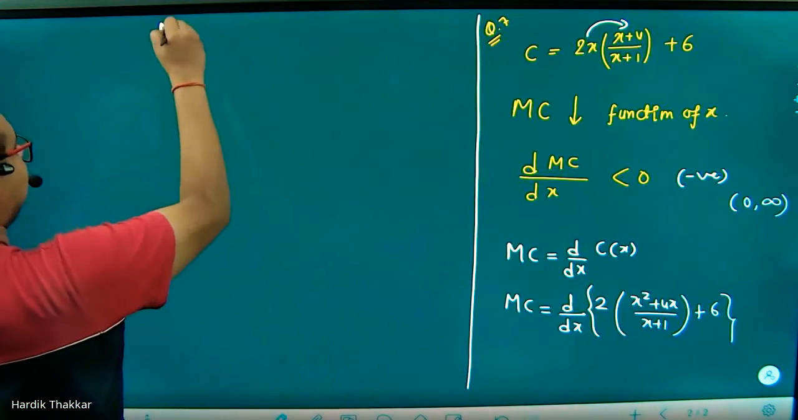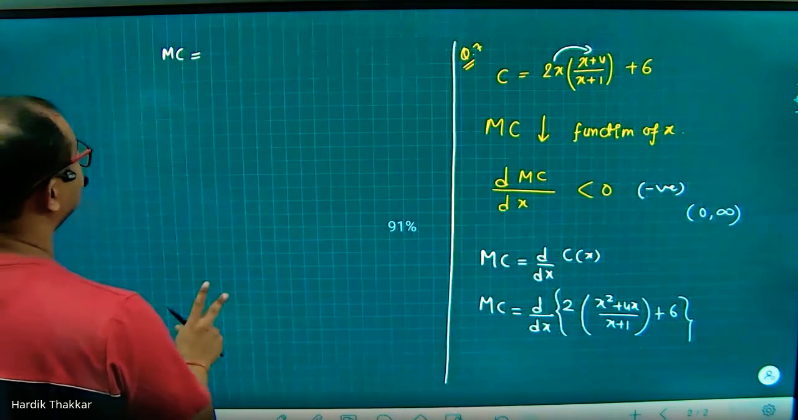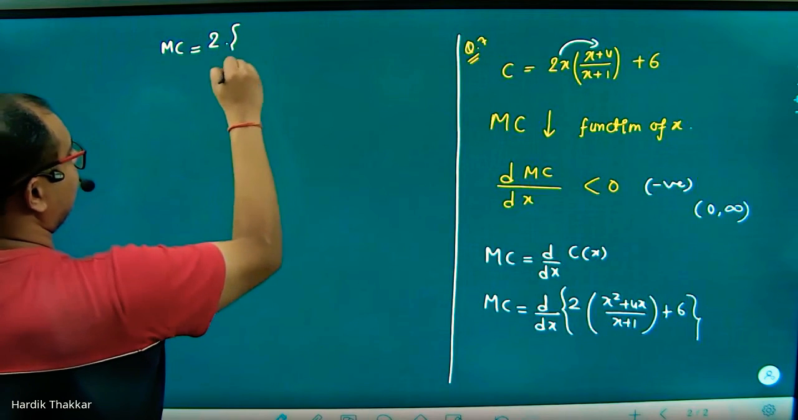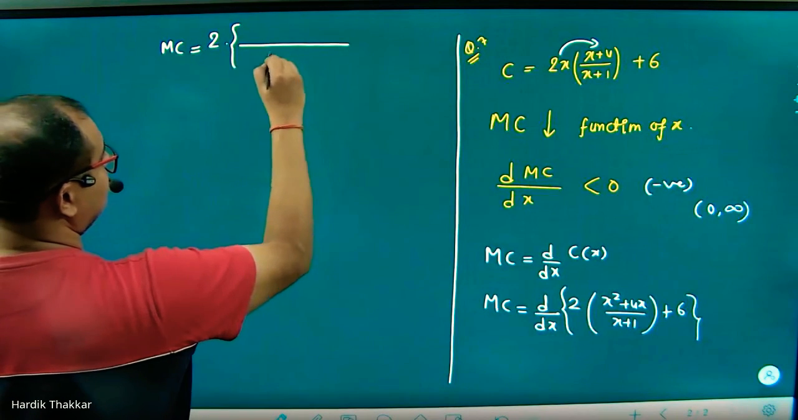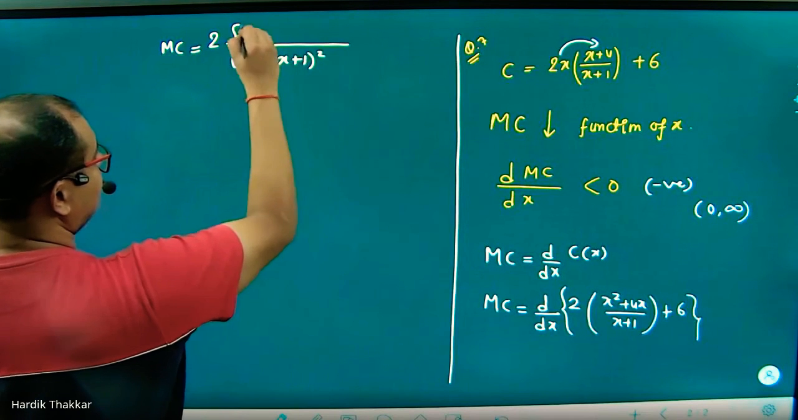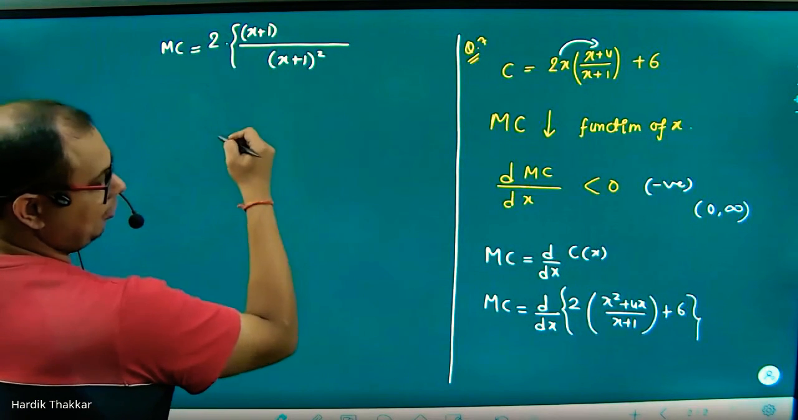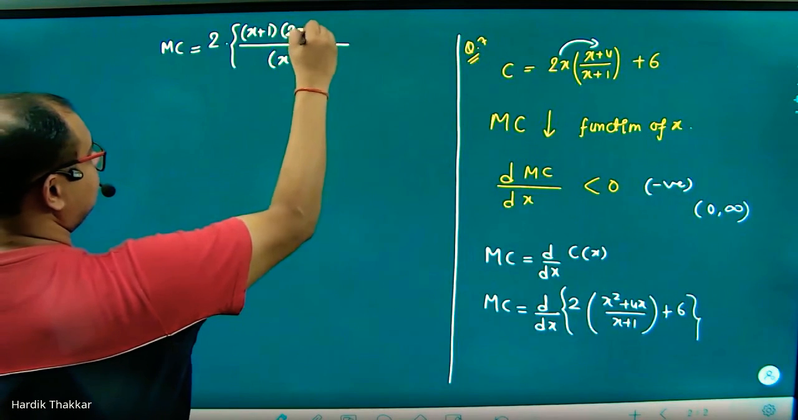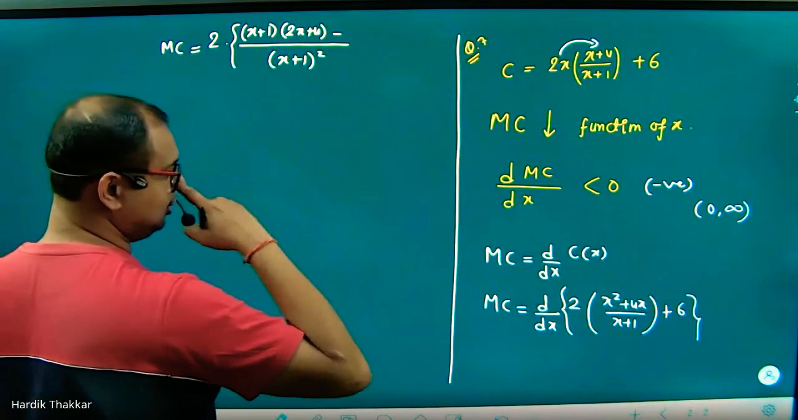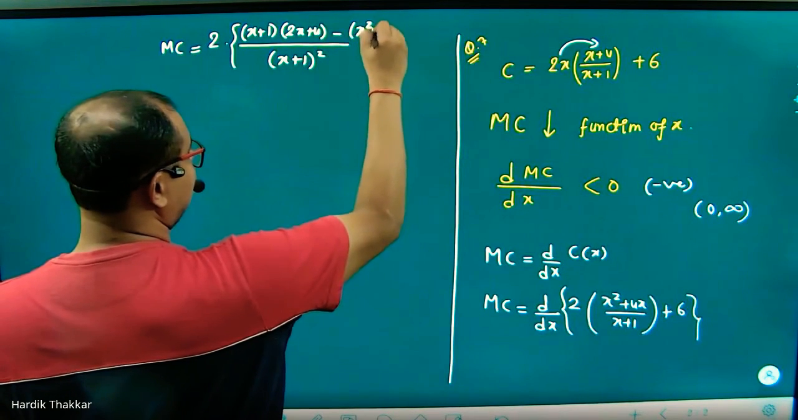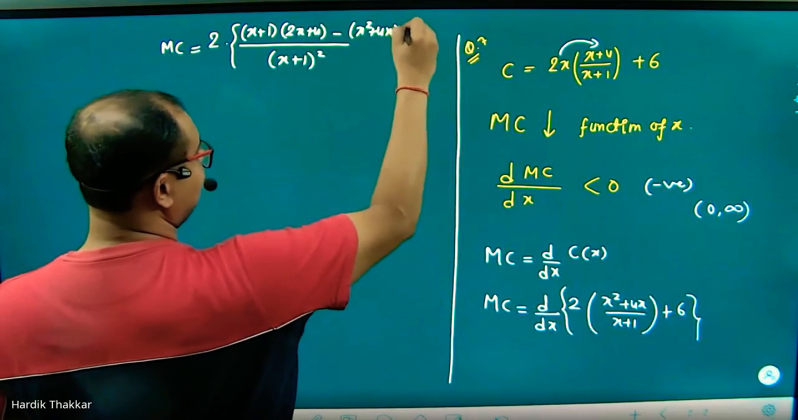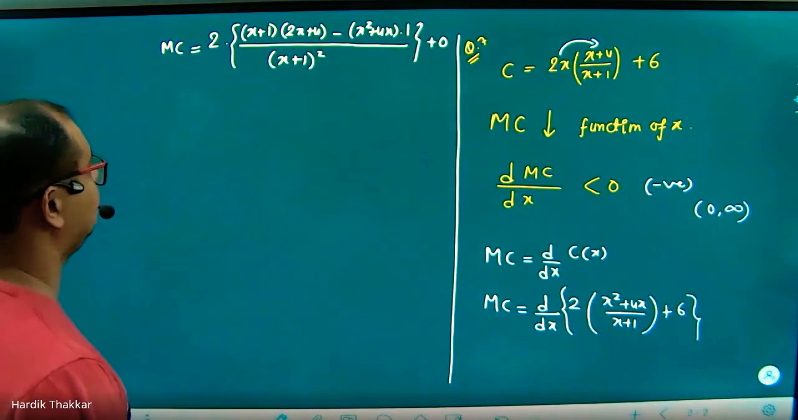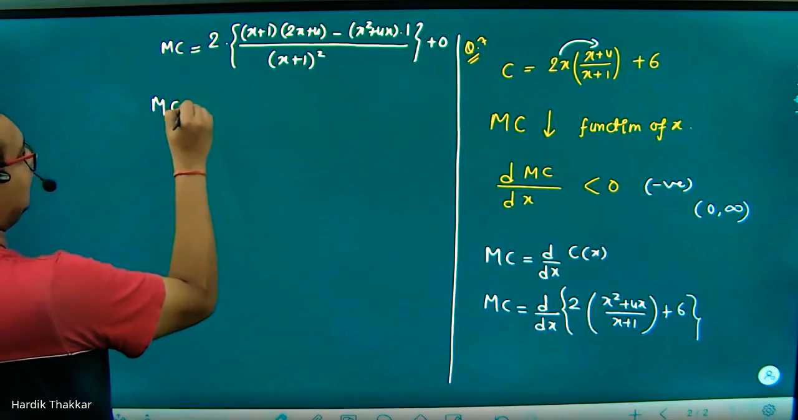So MC is equal to 2, and for applying the quotient rule, first we get the square of the denominator, and after that the denominator times the derivative of the numerator. So the derivative of the numerator will be 2x plus 4, minus the numerator, that is x square plus 4x, into the derivative of the denominator, which is 1, and plus the derivative of 6, which is 0. Okay, so we'll get this.